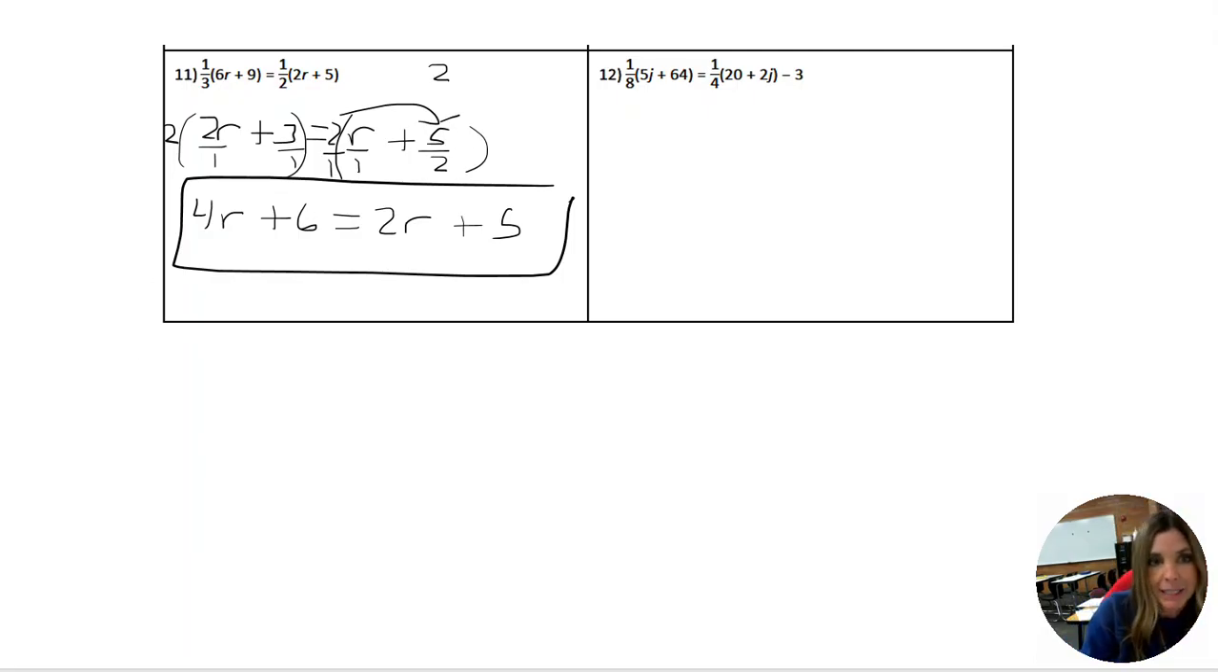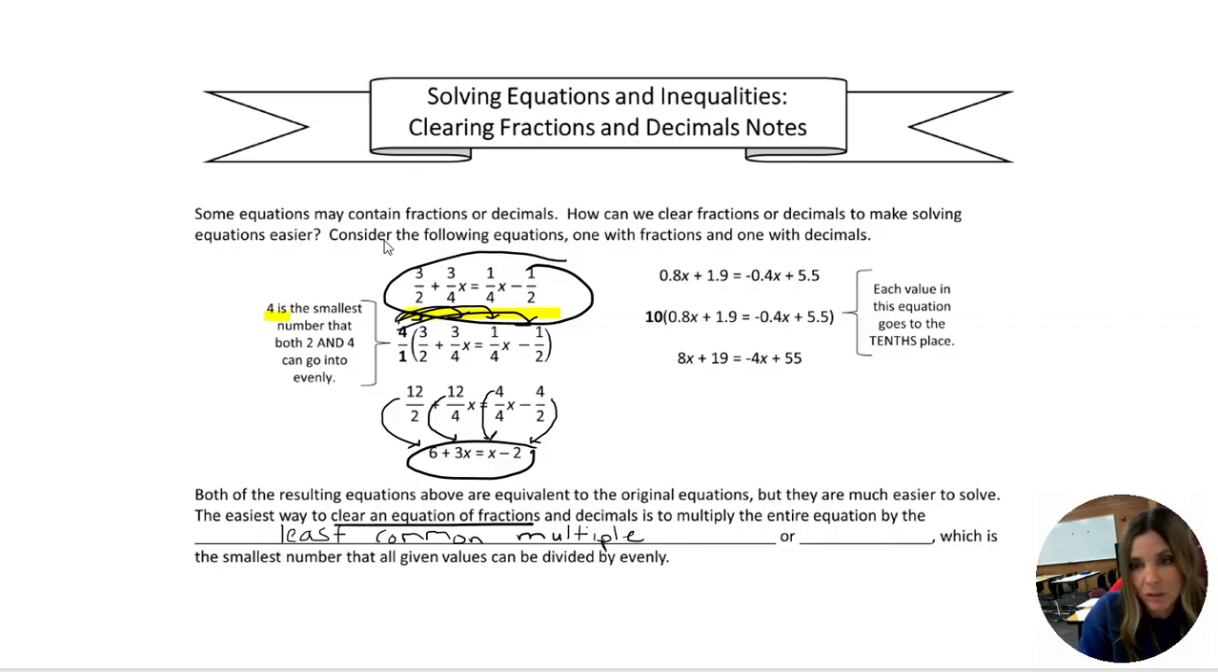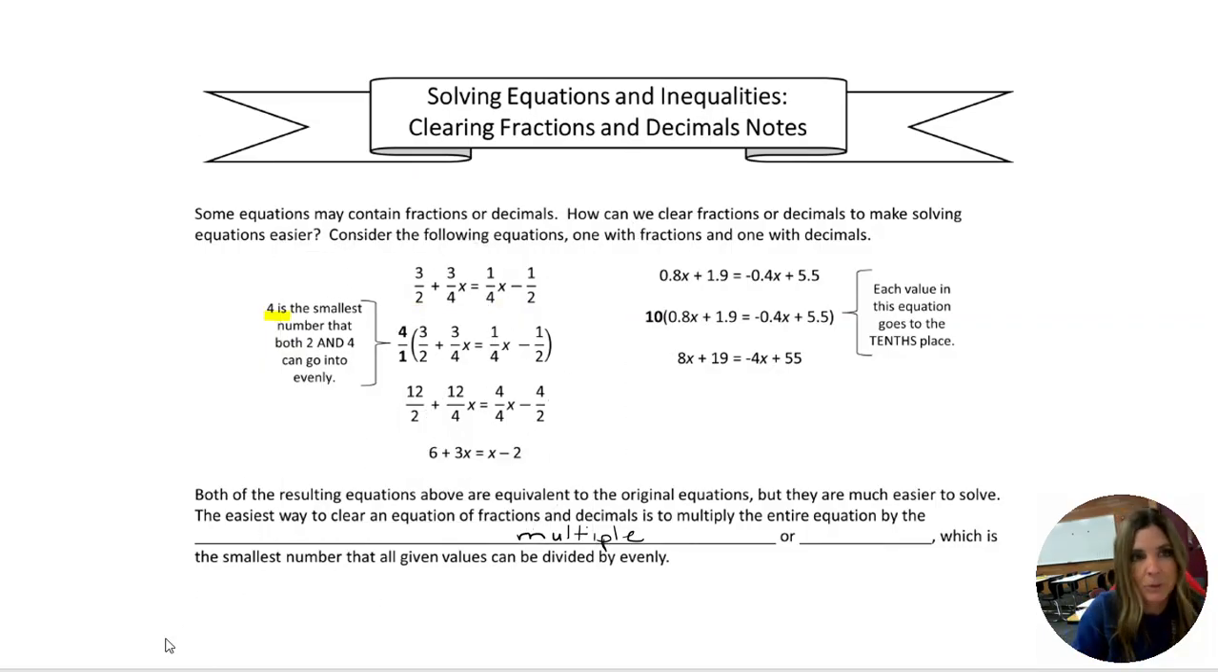And now I'm going to go back and talk to you about how to clear decimals from equations. So we're going to do this next part of the notes. When you're clearing decimals from equations, you want to look at the place value, and you decide what to multiply by based on the place values. So when we look at this one, this is the 10th place, this is the 10th place, this is the 10th place, this is the 10th place. So because each value in this equation goes to the 10th place, if I multiply by a 10, that's going to shift the decimal. Let me show you here.